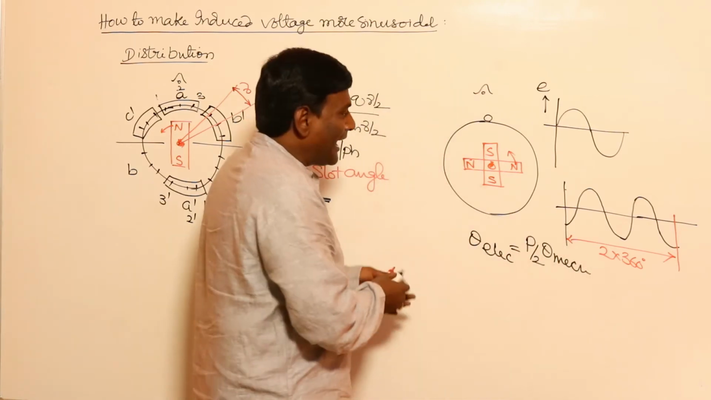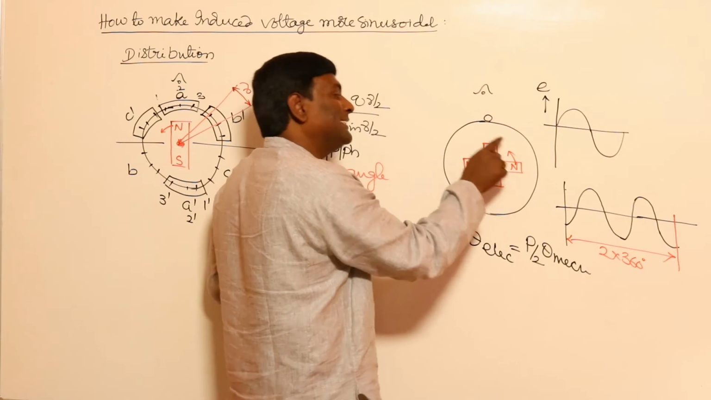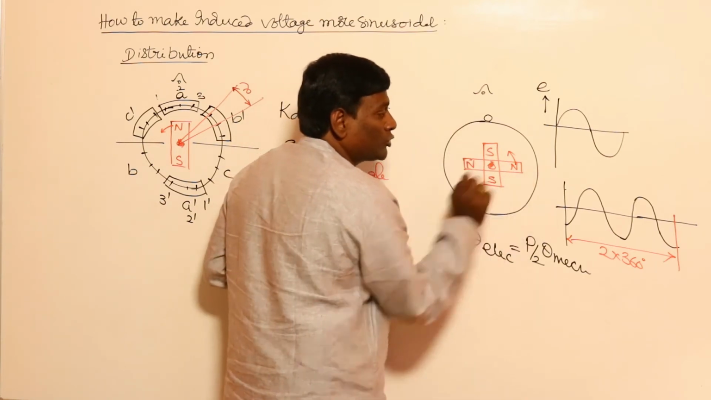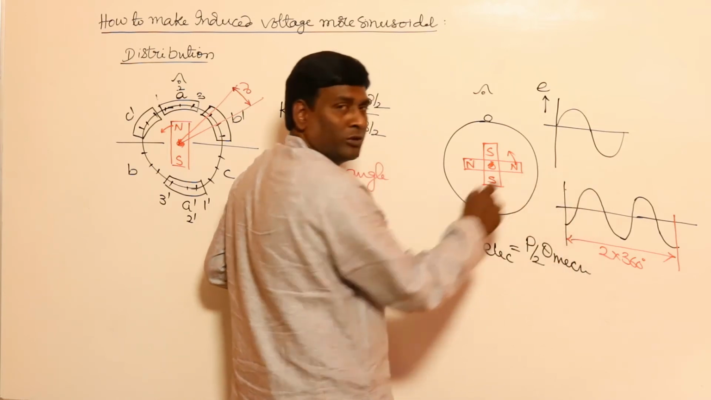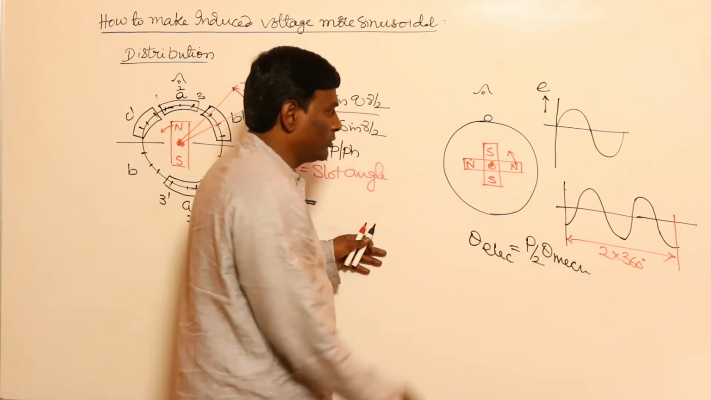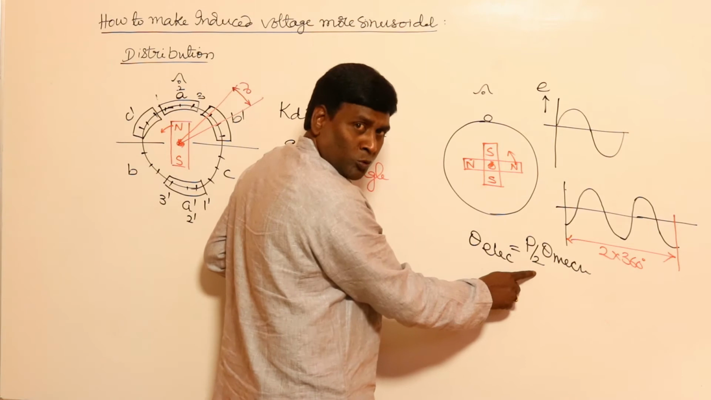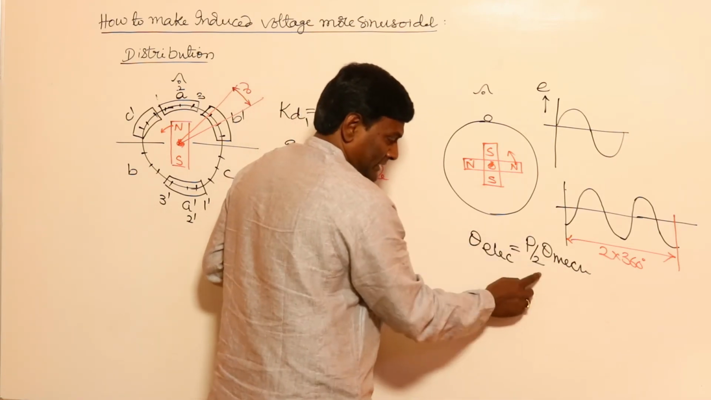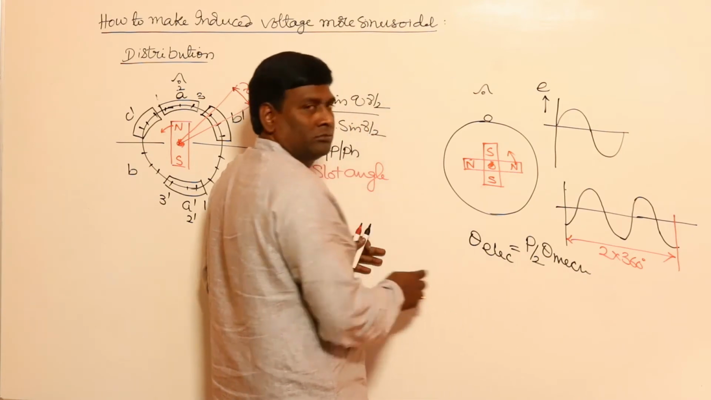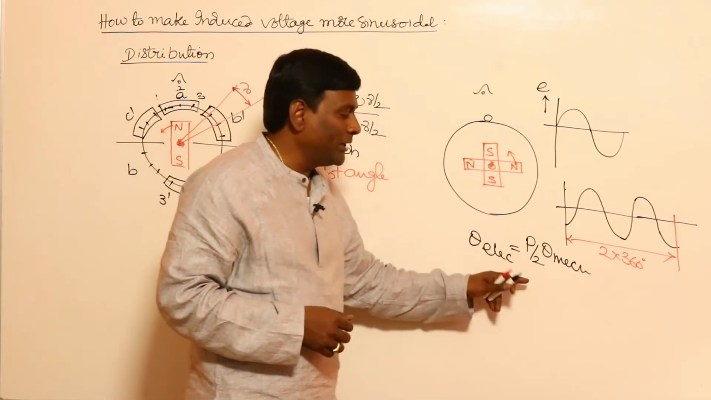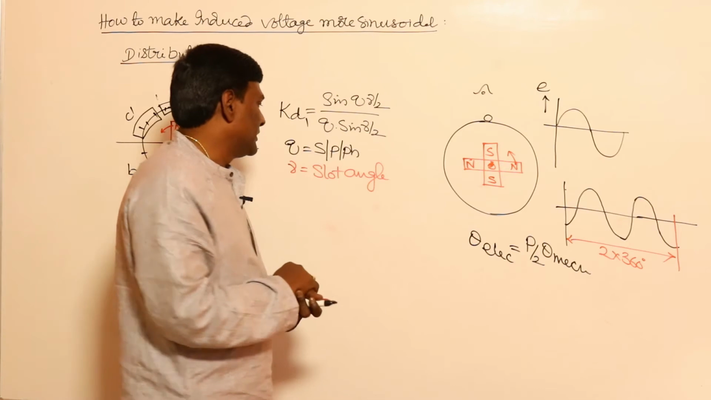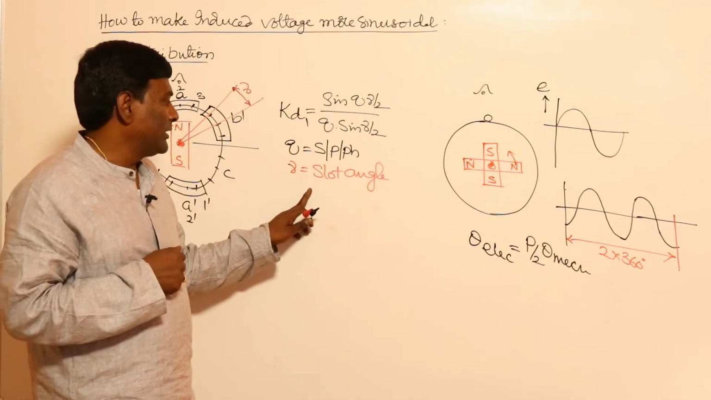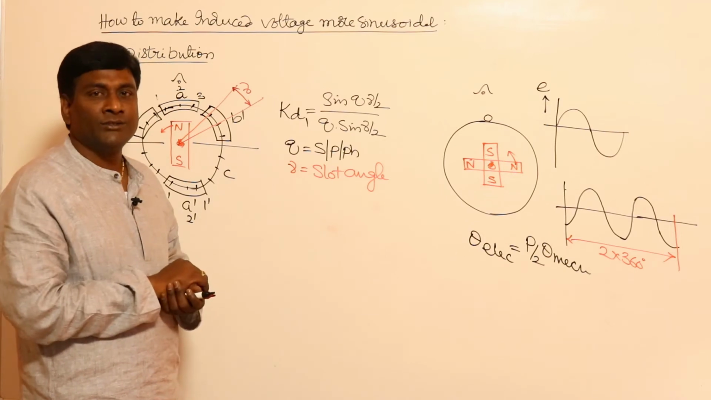So mechanically, if I rotate this by 90 degrees, electrically it goes from negative maximum to positive maximum, which is 180 degrees. So for 4 poles, 4 divided by 2, 2 into mechanical is electrical. If I rotate this 360 degrees, it is going to give you 2 into 360 degrees. Forget about this. Now slot angle, everything is going to be in electrical terms only, electrical angle only. This is called the slot angle.